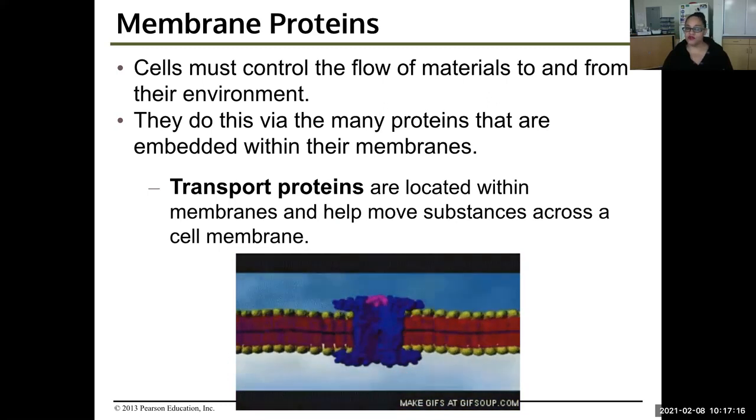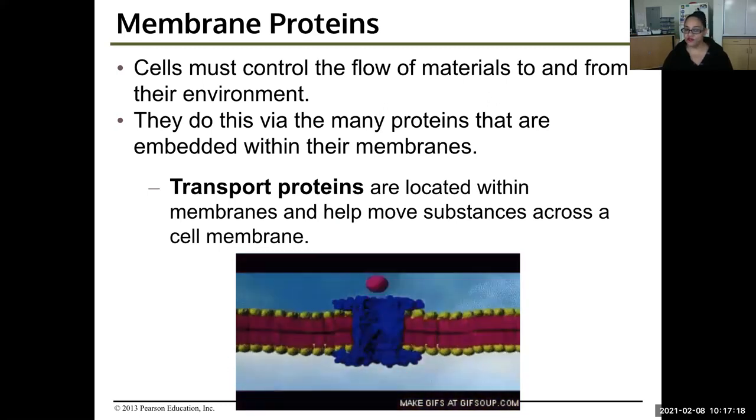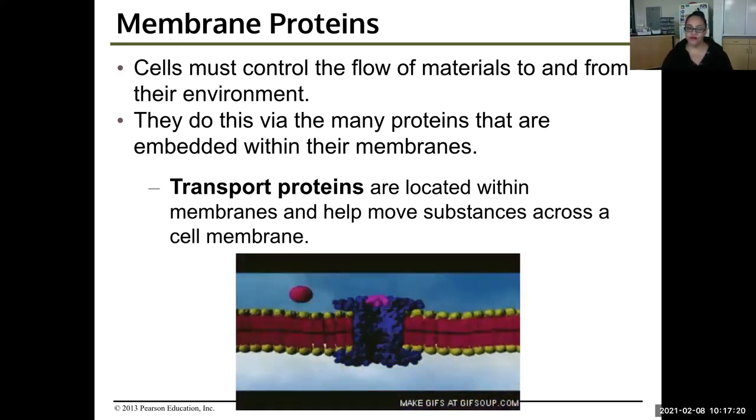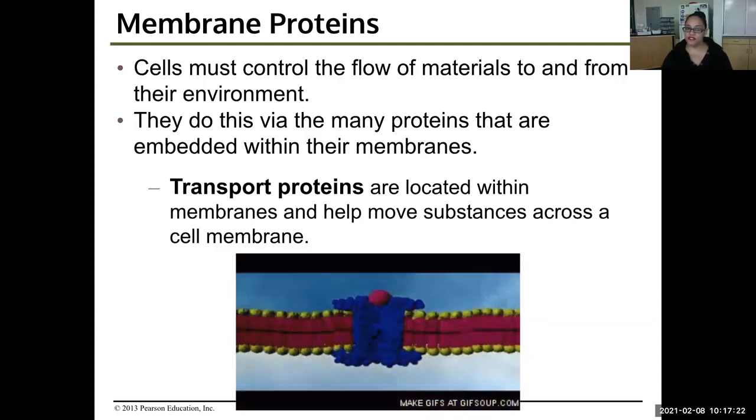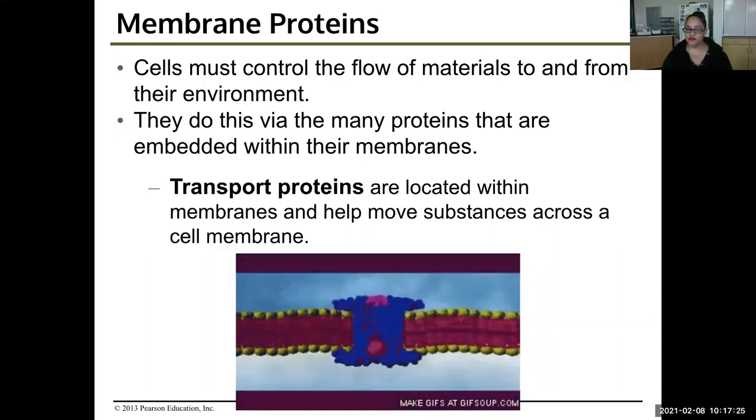So cells must control the flow of materials to and from their internal environment. And they do this via the many proteins that are embedded within their membranes. Transport proteins are located within membranes and help move substances across a cell membrane. It kind of acts like an open doorway, or sometimes it's a closed doorway that needs to be opened, and that's where the energy comes in.